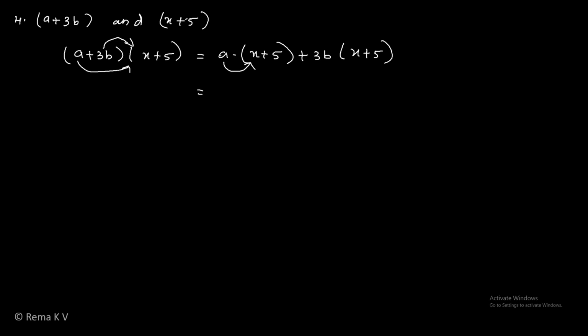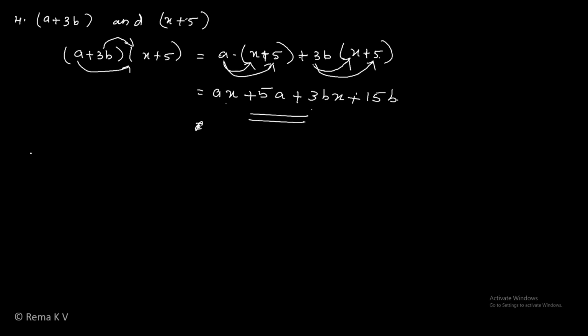This is a into x, it is ax. Then the second one, it is plus sign here, so plus a into 5 is 5a. Now the next is plus 3b into plus x, 3bx, and plus 3b into 5, 15b.